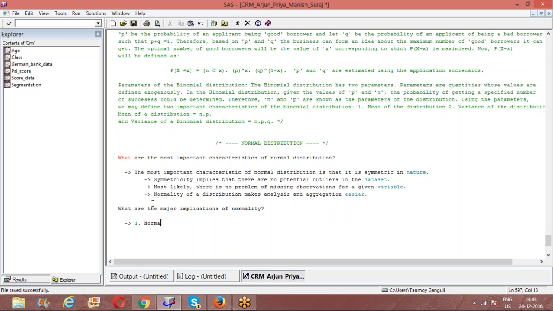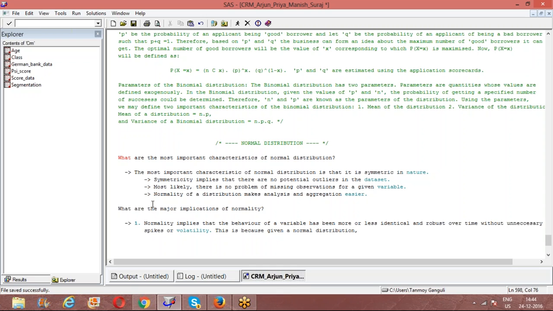Number one, normality implies that the behavior of a variable has been more or less identical and robust over time without unnecessary spikes or volatility. This is because given a normal distribution, it becomes very difficult.